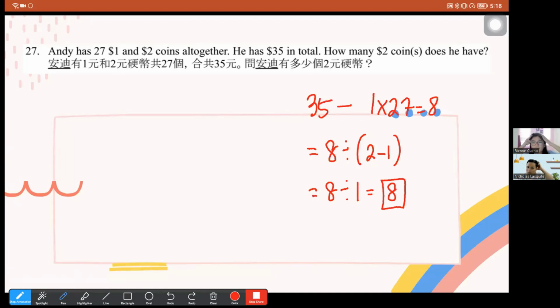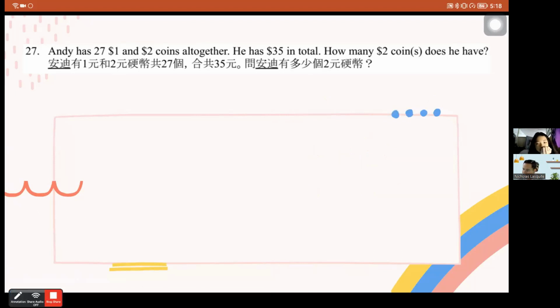So there is an algebra solution for this one also, but I can show it later, or maybe it will be more confusing. This is a more preferred technique because it is fast. That's the easiest solution for me. Okay, let's have number 28.